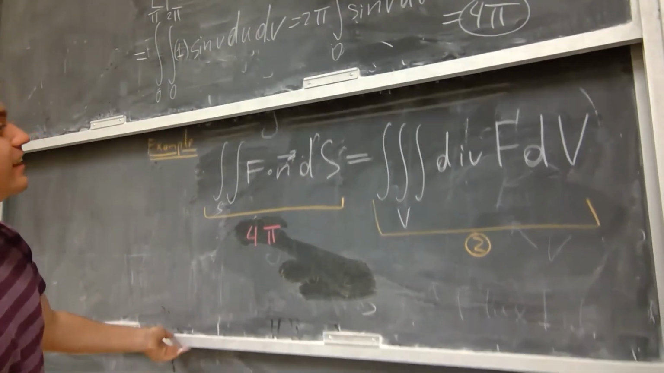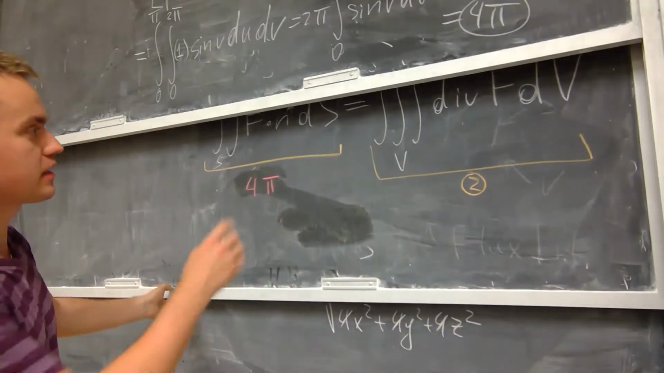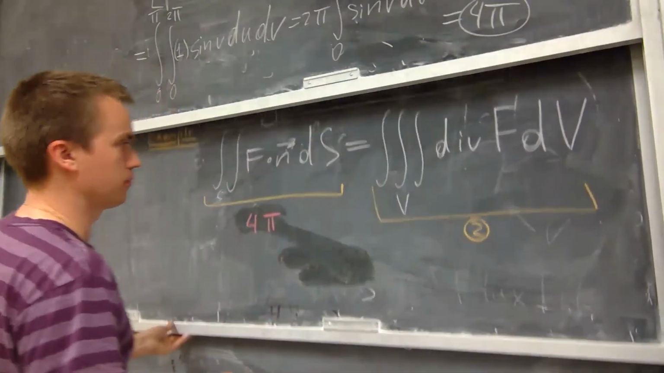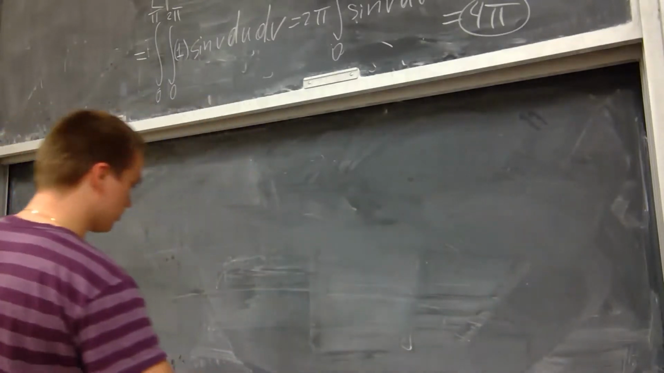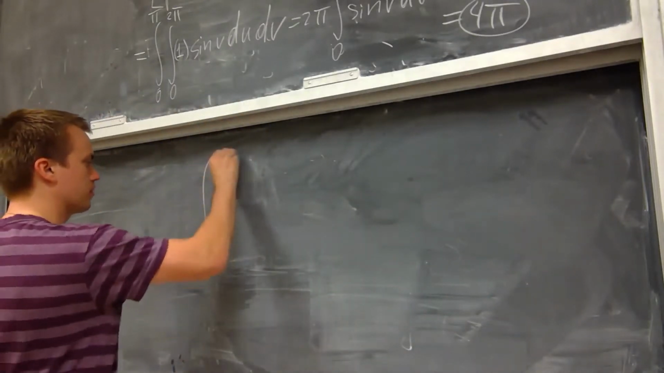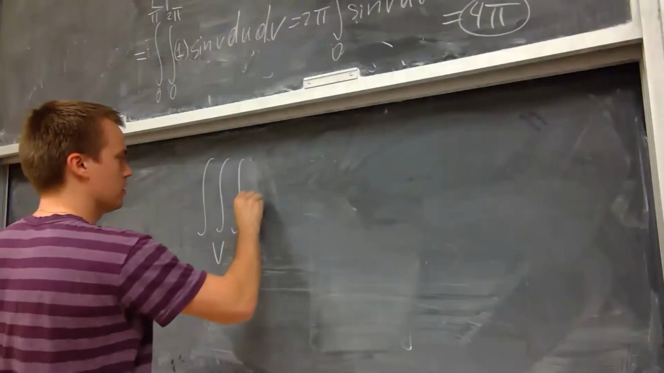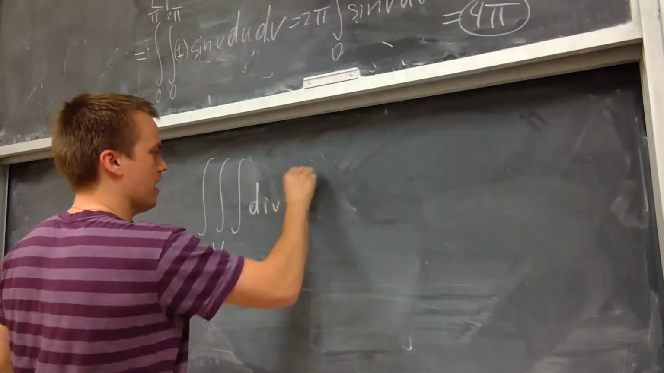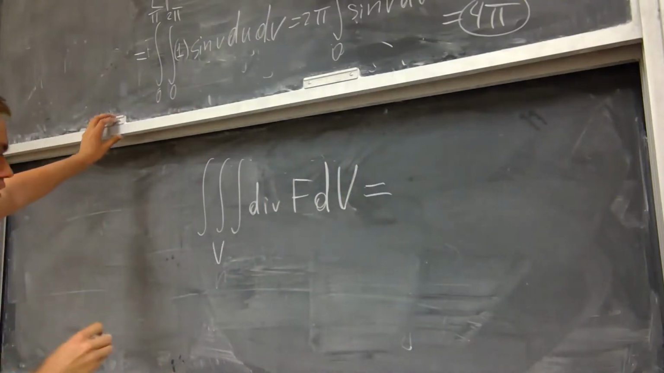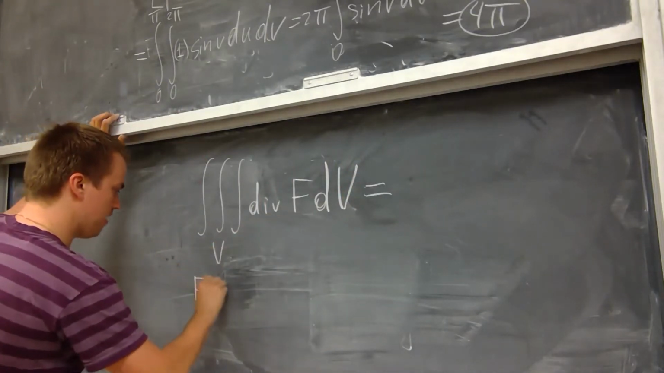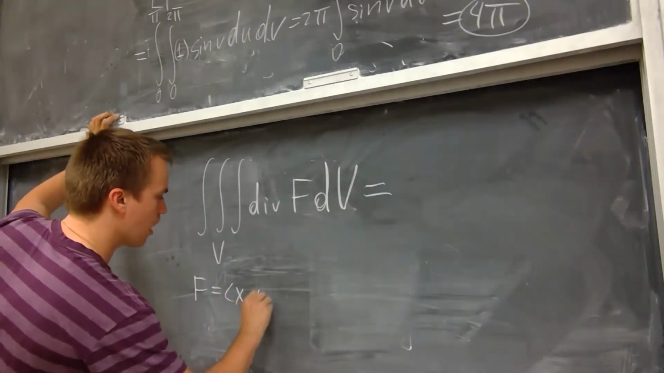Okay, so let's here find this integral. My next goal is to evaluate the triple integral over v of divergence f dv. So first, what is my f? My f is equal to x, y, and z.